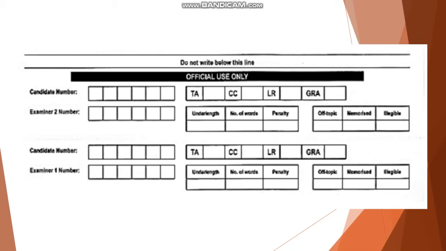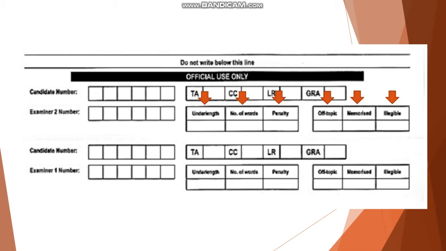If you look at the back of our sample writing task 2 sheet, in the part where there is "examiner's use only," the bottom right of the sheet tells us the other factors the examiners consider while checking our work. We have under length, number of words, penalty, off topic, memorized, and illegible.